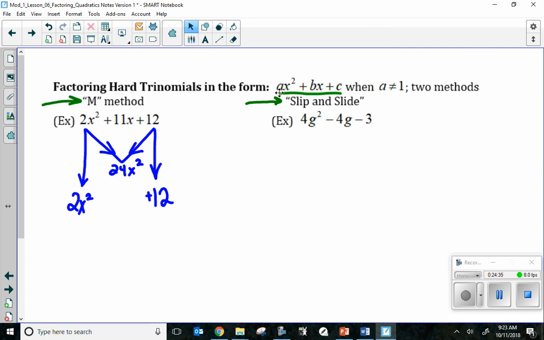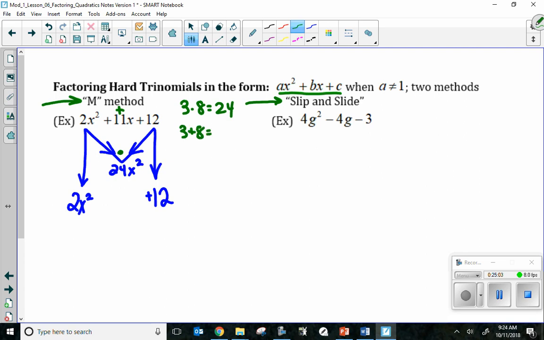That's fine. So at this point, I need to find, just like we did the very first factoring, two numbers that multiply to 24x squared and add to 11x. All right? So basically, they should multiply to 24. They should add to 11, and they're both going to have an x. 3 times 8 is 24, and if I do 3 plus 8, that's 11. So boom, we're good there. It's 3 and 8. So I'm going to do plus 3x plus 8x. Okay?